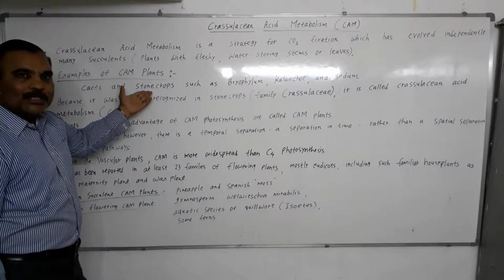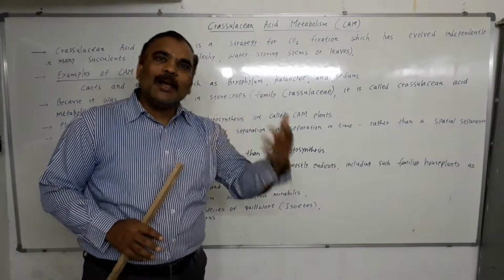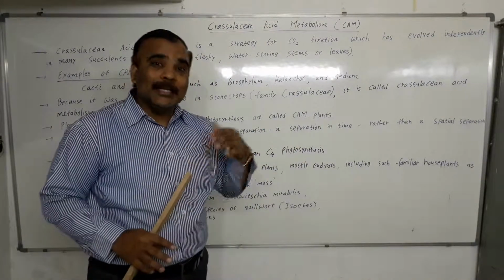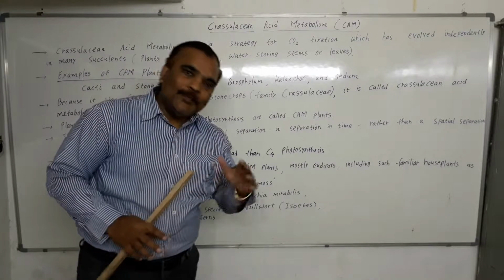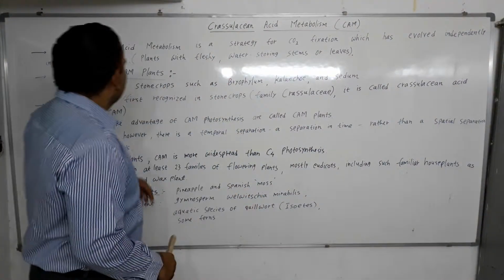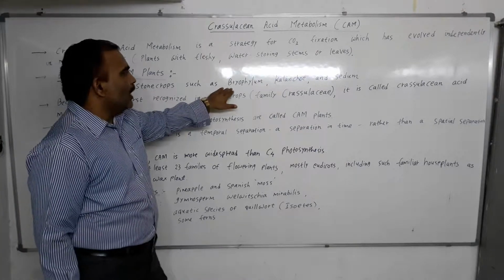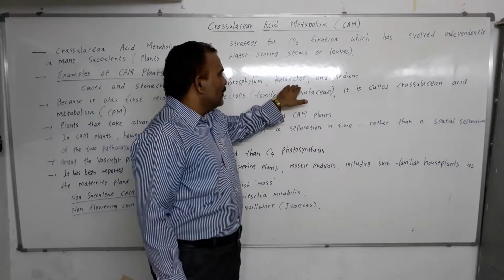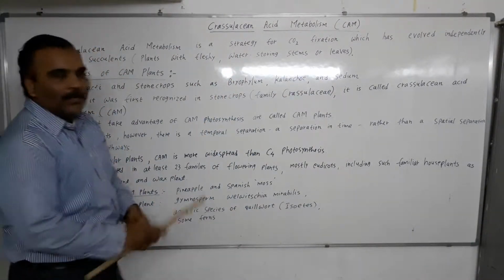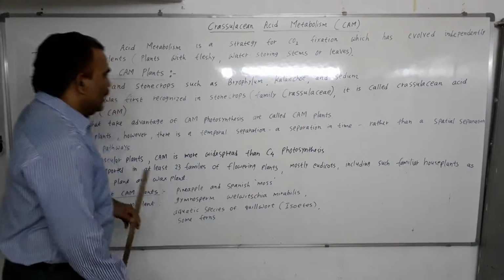Cacti and stone crops. Now these stone crops are flowering plants and they belong to genus Sedum and family Crassulaceae. So the examples of stone crops are Bryophyllum, Kalanchoe and Sedum. And the family is Crassulaceae.